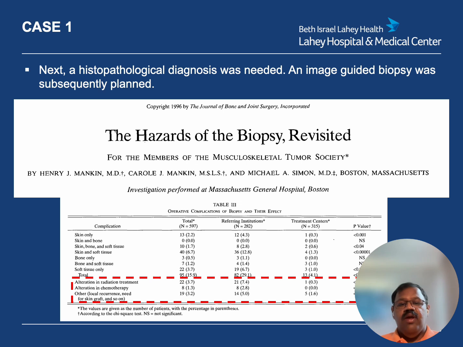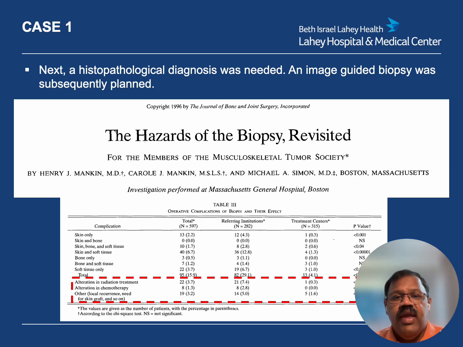And so here's a paper that was published by Dr. Mankin. This is one of the seminal papers in orthopedic oncology that looked at alterations in the treatment course for patients who had biopsies that were obtained in a referring institution versus the treating institution. This is a paper that we often reference in our teachings to residents and other orthopedic surgeons because when you suspect a malignant bone tumor, unless you plan your biopsy appropriately, you can have a direct impact on both functional and oncological outcomes for that patient, especially if they have a sarcoma.